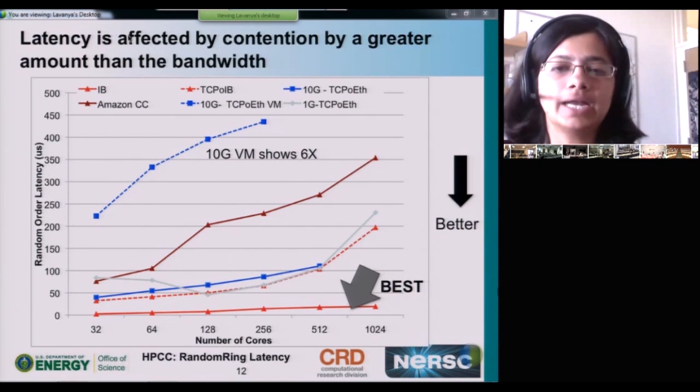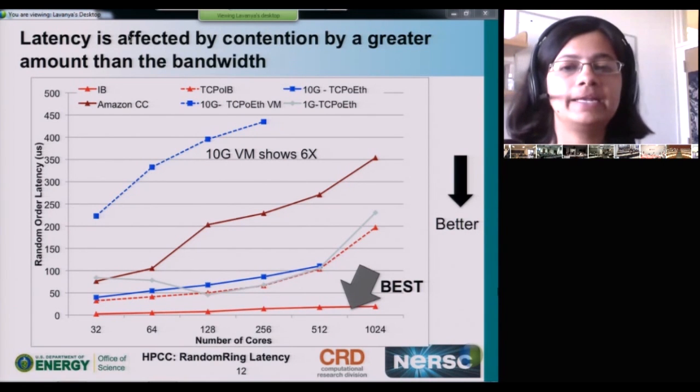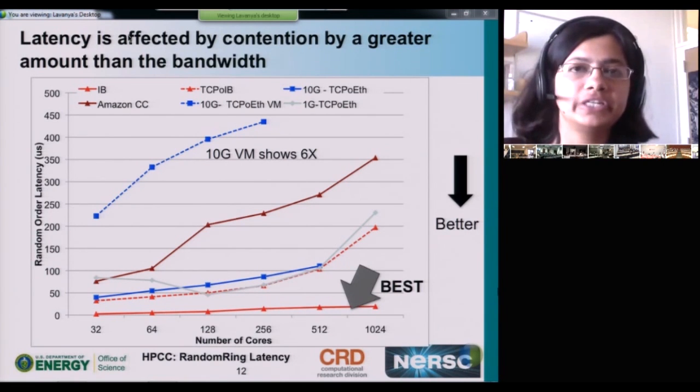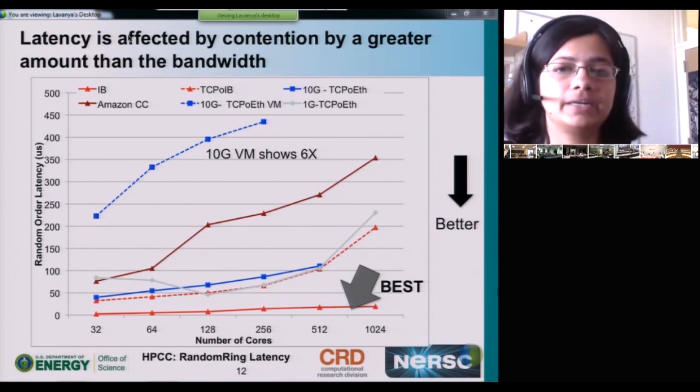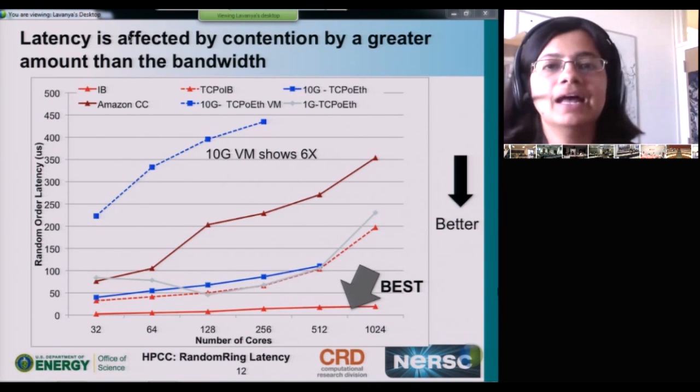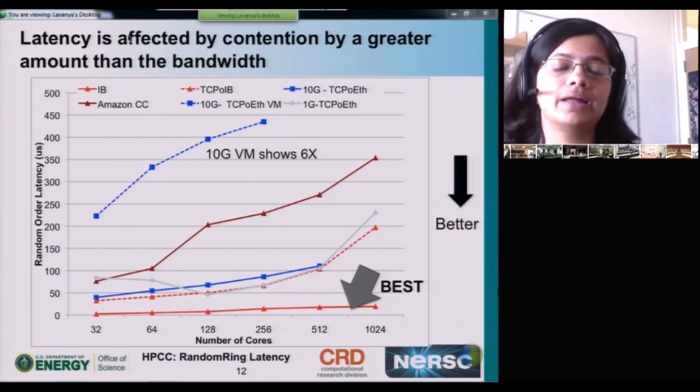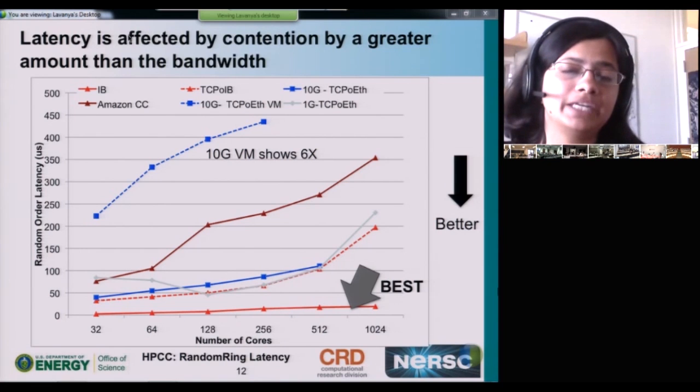So the next chart here is showing the random ring latency. So there's a lot of contention here. And you see that latency is actually affected by a larger amount than the bandwidth as you go up. So here, the 10 gig VM almost shows a 6x difference, which shows that latency is really affected in the virtualized environment. And that's definitely one of the major reasons that explains the performance that we were seeing with applications. The latency does take a major hit.